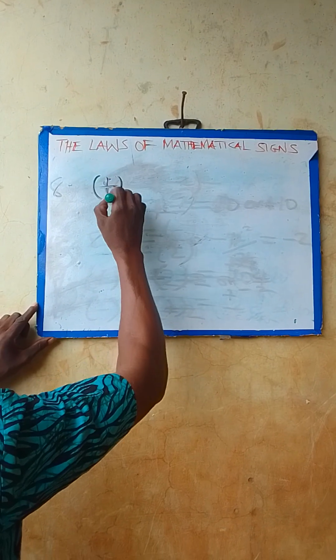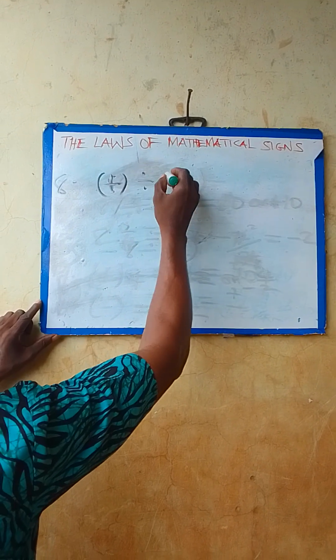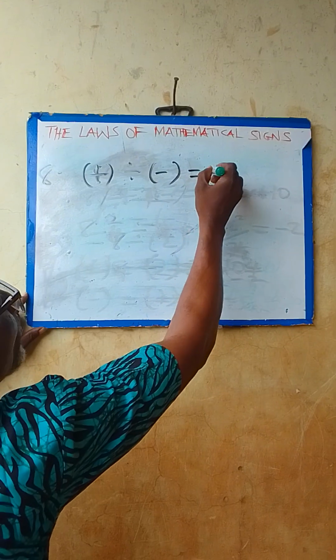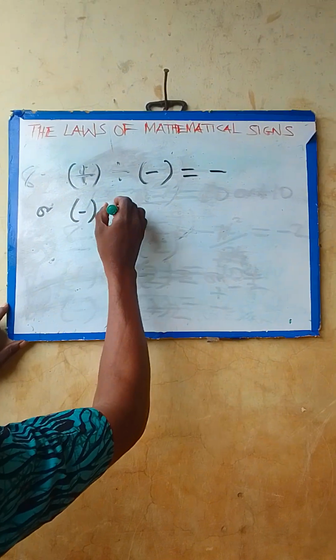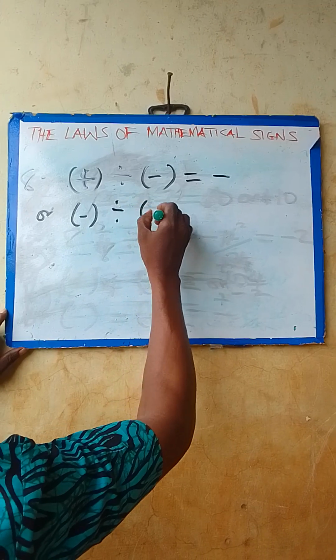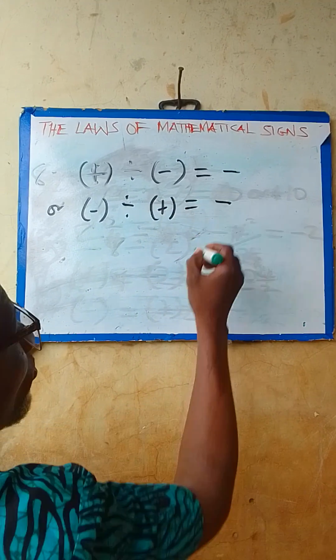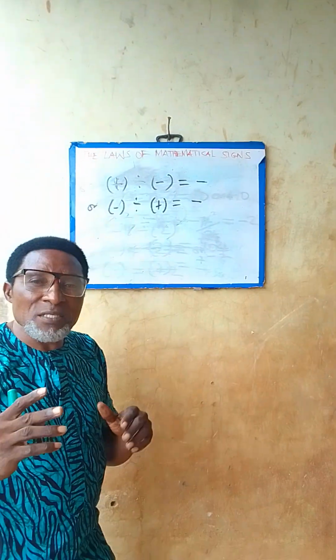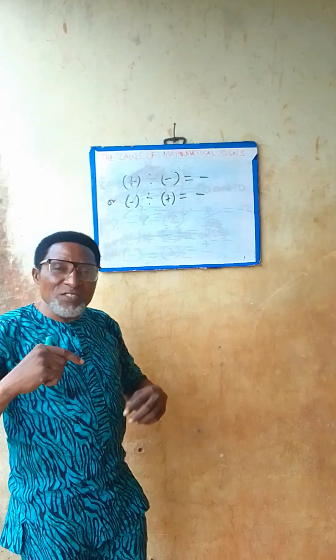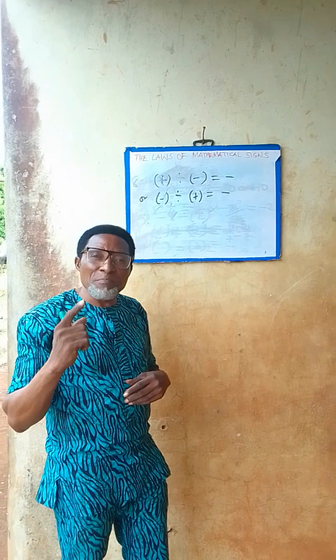plus divided by minus, the result will be minus, or minus divided by plus, the result will be minus. So we are told that if two numbers of different sign are divided, the result will remain minus.